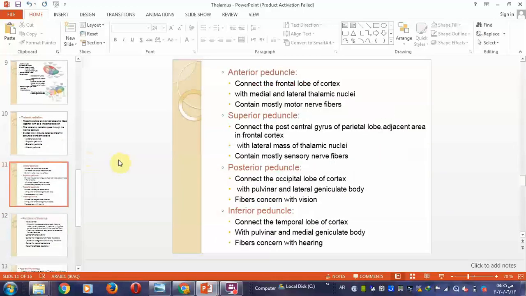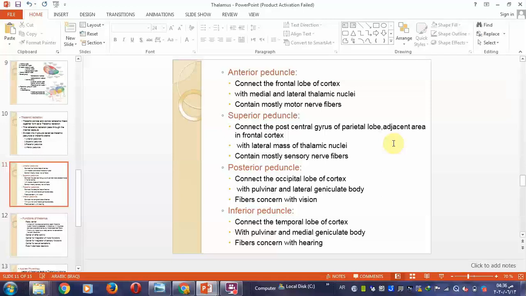The anterior peduncle usually connects the frontal lobe of the cortex with the medial and lateral thalamic nuclei and contains mostly motor nerve fibers. The superior peduncle connects the postcentral gyrus of the parietal lobe and adjacent areas of the frontal cortex with the lateral mass of the thalamic nuclei. It contains mostly sensory fibers.